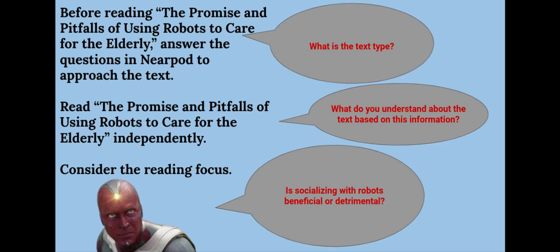If you haven't done so already, turn in your unit reader to page 27. You are going to read The Promise and Pitfalls of Using Robots to Care for the Elderly Independently. That selection runs from page 27 to page 32 in your unit reader. As you're reading, consider the reading focus. Is socializing with robots beneficial or detrimental?